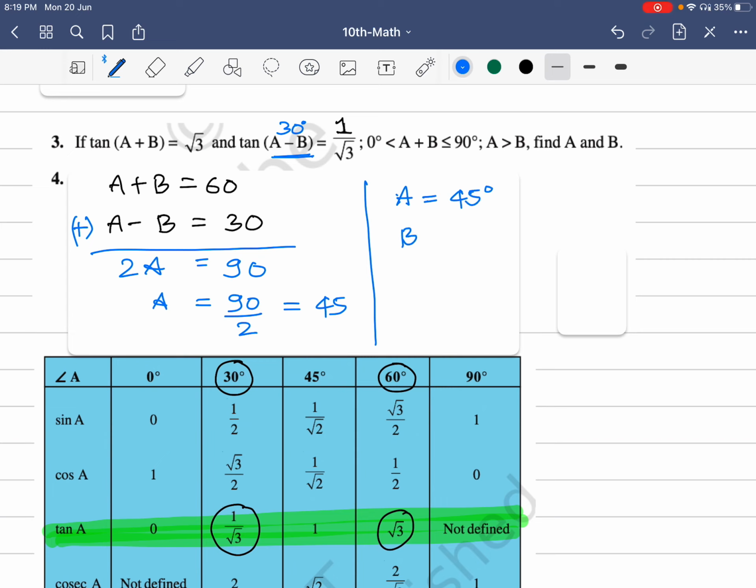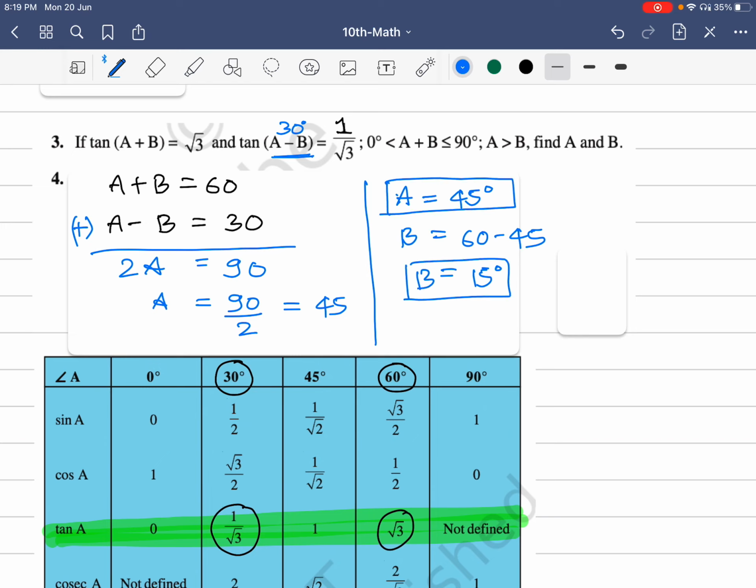So what will be angle B? We can find out either from equation 1 or equation 2. So let's assume we substitute in equation 1, so we are going to get 45 + B equal to 60. So B is going to be 60 − 45, and that is equal to 15. So B is equal to 15 degree. Let me put a box around it.